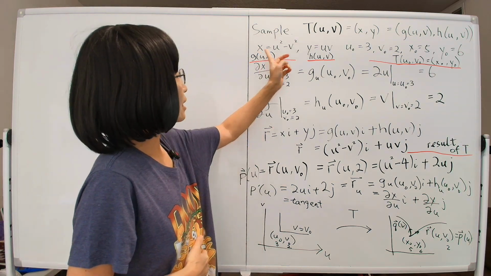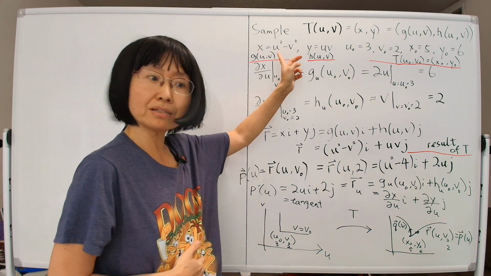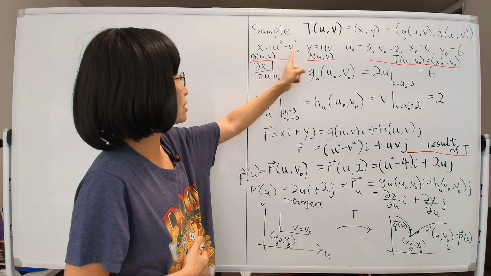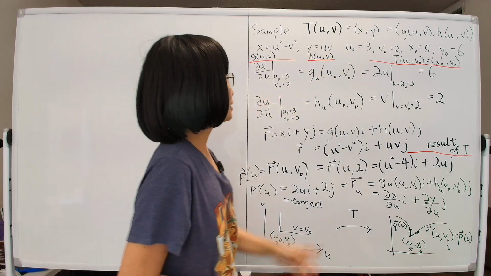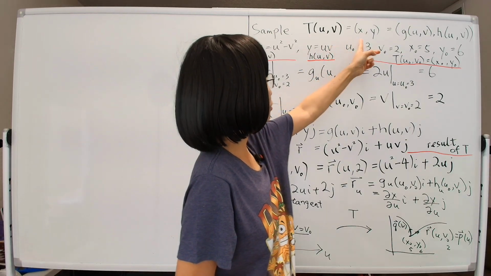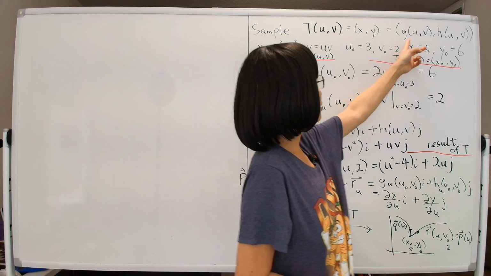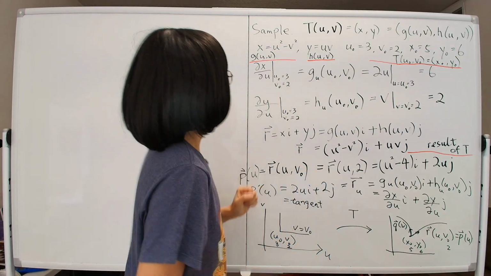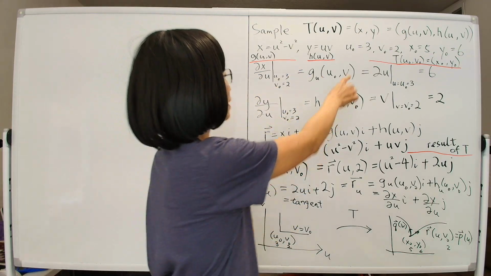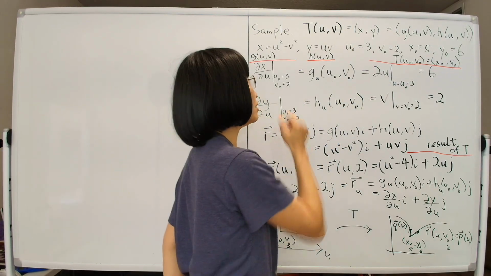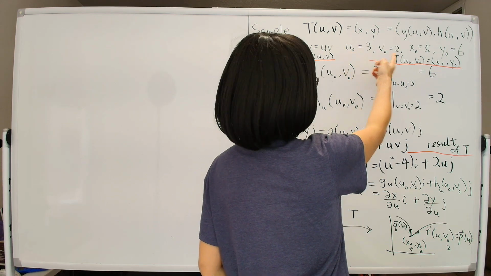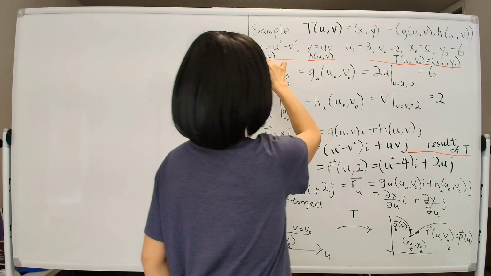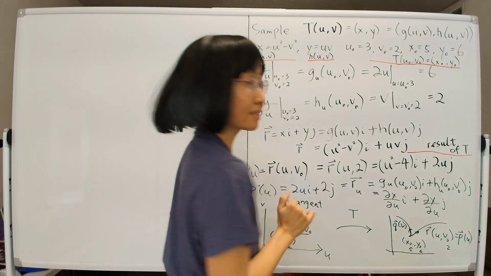The sample is exactly the example we did a little while ago. x is still u squared minus v squared, y equals uv, and T(u,v) is our transformation, which equals (x, y), where x is g of u and v, and y is h of u and v. All right, and specifically, I picked a point (u0, v0). I made it up. u0 is 3, v0 is 2, and if you plug it into these relationships, you will get that x0 will be 5, y0 is 6, and so on.